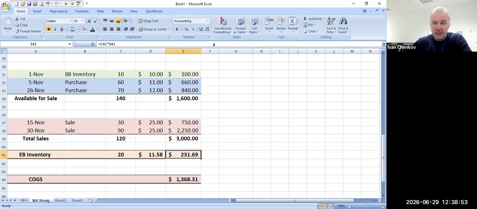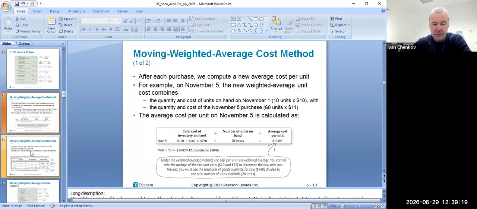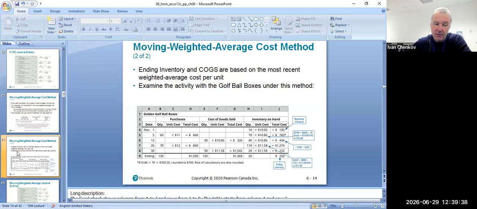Let's go back to the slides and see how the slides continue with that moving average. With the moving average, again, every time we purchase, we have to adjust the average cost per unit. Once we do that, we run the calculation and come up with the cost of goods sold, ending balance, and inventory on hand. They're rounding the numbers here, as you can see. That's why we end up with slightly different numbers, but they're rounding the numbers. We're not rounding our numbers.